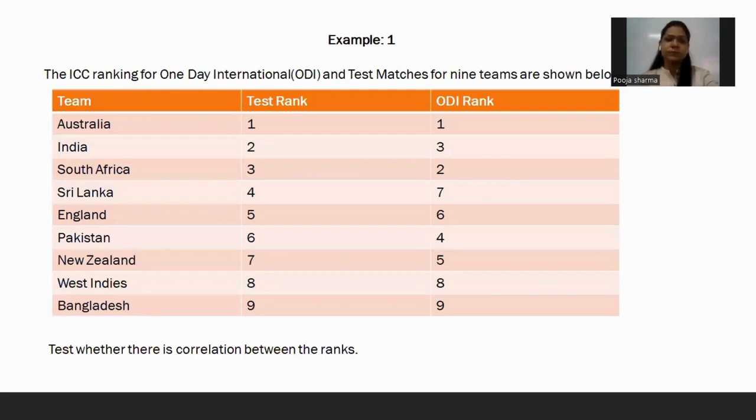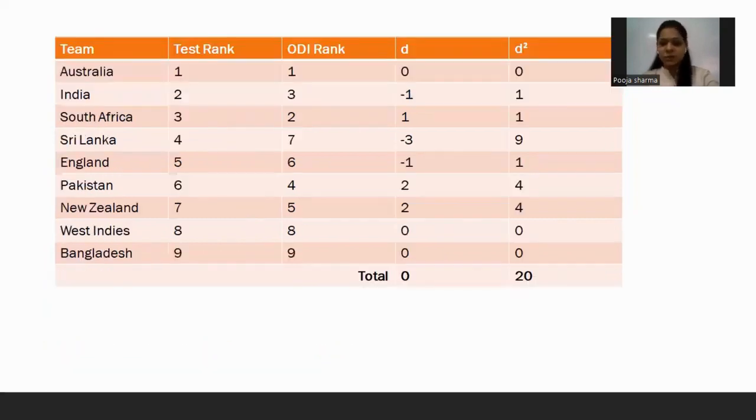For example, the ICC rankings of one-day international and test matches for 9 teams are given here, the test ranks and ODI ranks. Now, if we want to check whether there is any correlation between the ranks given to the test matches and ODI matches, we use the Spearman rank correlation, for which we have to calculate the value of d, which is the difference between the ranks. So we calculate the differences between the ranks.